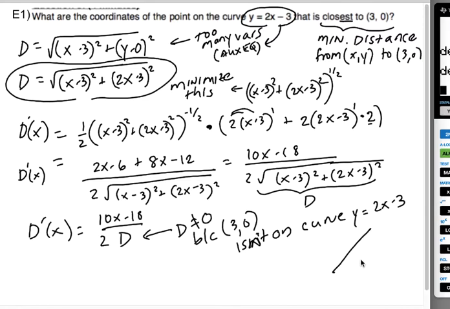So you have this line, y equals 2x minus 3, and you have the point (3, 0). Let's just say it looks kind of like this. You have the point (3, 0). See how that point is not on this line?